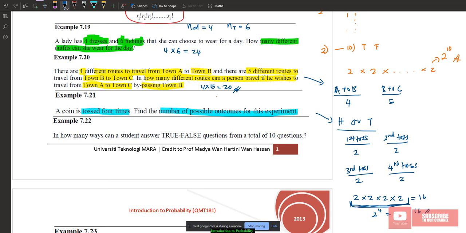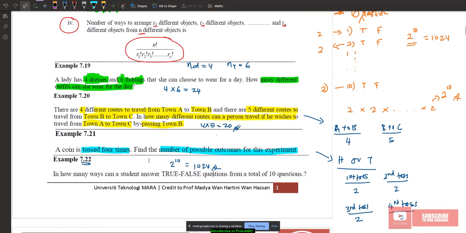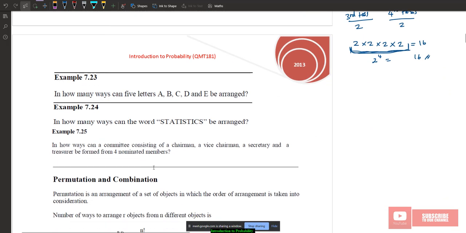Now example number 7.22. This is the same example that I gave to you. You have 2 power of 10, which is equal to 1024. Don't worry, I will provide these notes to you in Google Classroom.